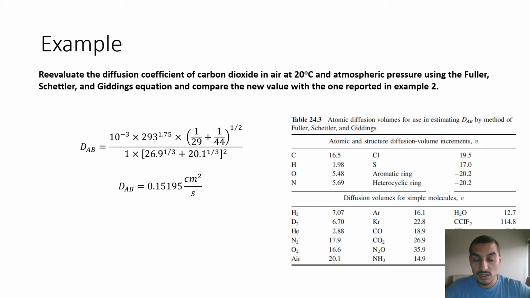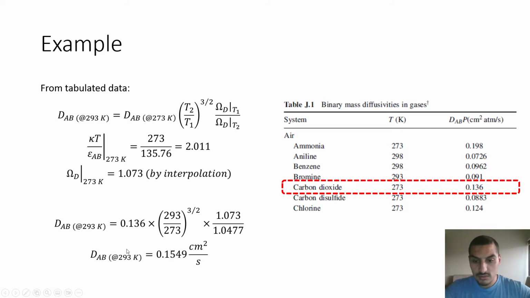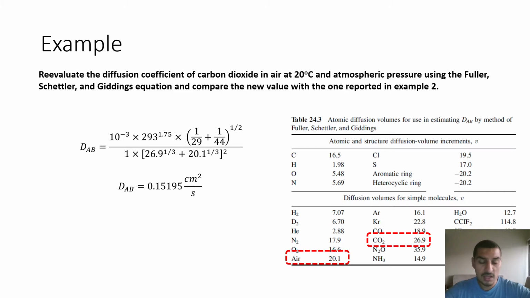So if we apply this equation to the same example that we solved before with the Hirschfelder's equation, we will find that for carbon dioxide and air, we already know the diffusion volume, so it will be just direct substitution in the equation. The temperature is 293, the pressure is 1 atmosphere, and we know the molecular weight, so it's going to give 0.1519. The actual value in the table is 0.1549, so it's giving pretty much close results to what we got before. So this is another alternative for the Hirschfelder's equation, and this is how we can use it.